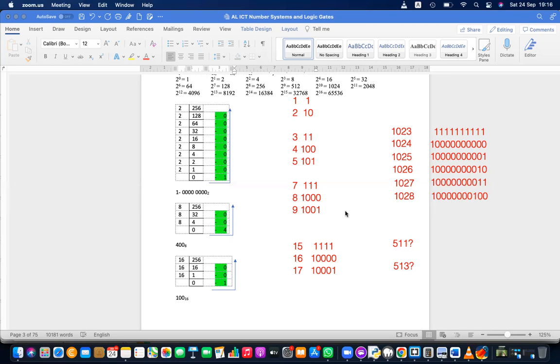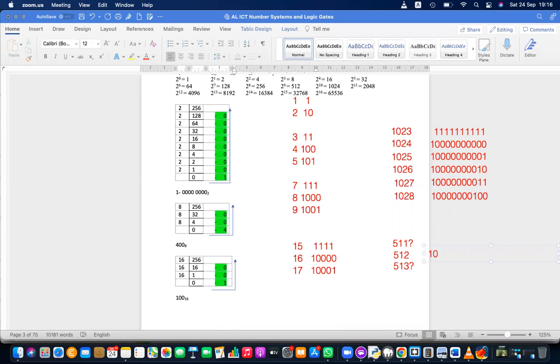Okay. 512 we know. 2 to the power 9. So when it is 2 to the power 9, what you need to write there, you are writing as 2 to the power 9, 512, right? So I'll write 512. 512 is 2 to the power 9. Then how do we write it? 1 and 9 zeros. 2 to the power 9 means 1 and 9 zeros.